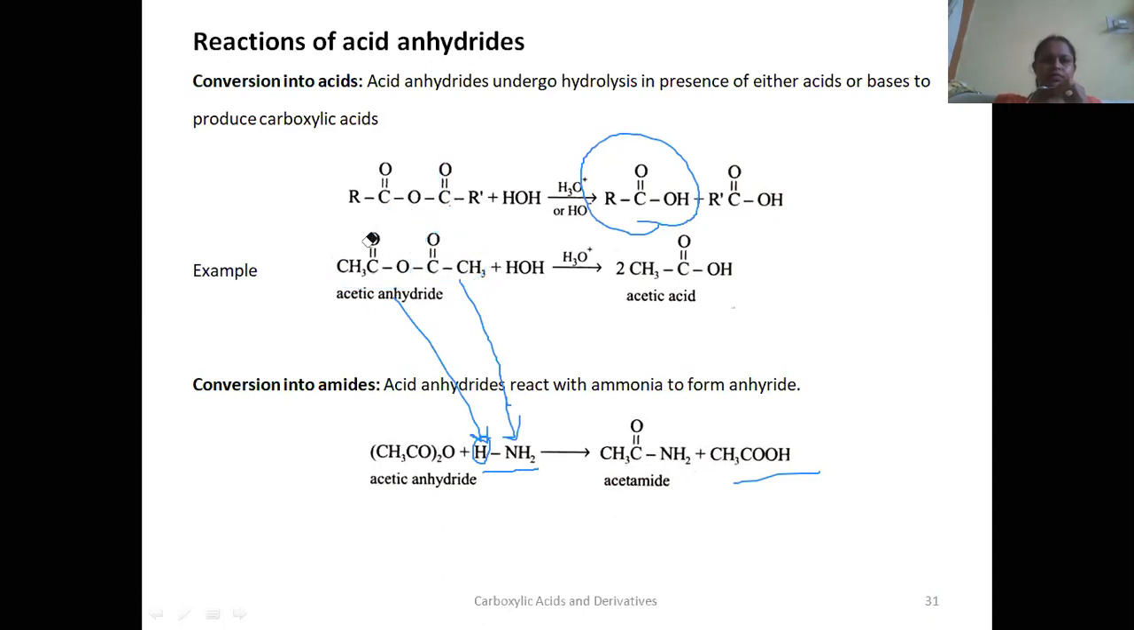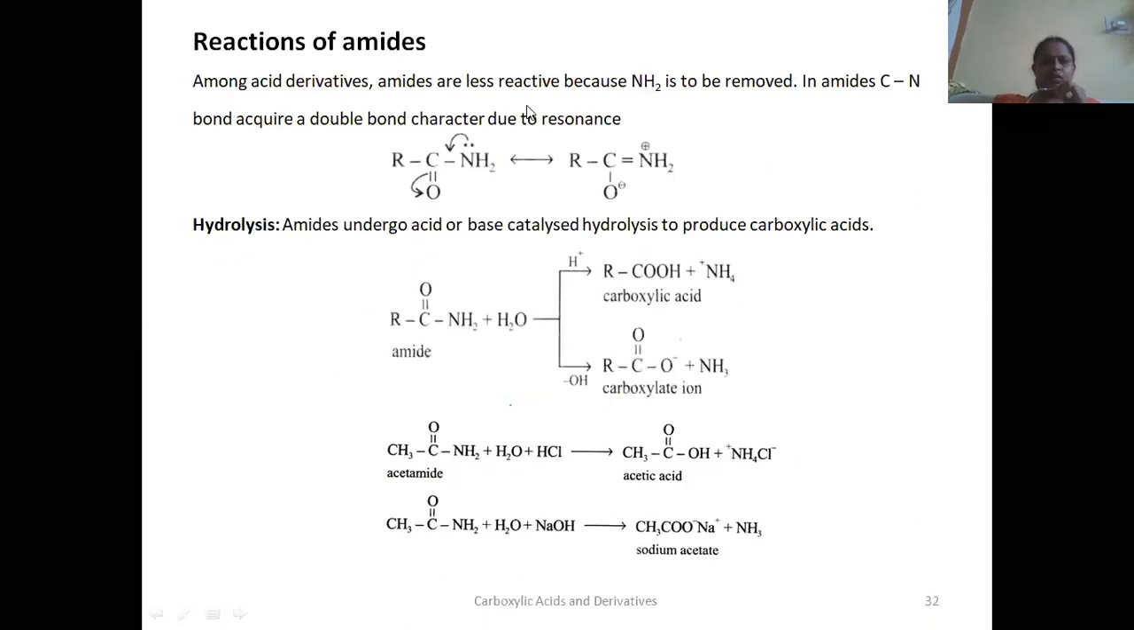So the reactions are very simple. All these reactions are with water and ammonia. When you add ammonia, you will get amide. When you add water, you will get back the acid again. Now see the reactions of amides.